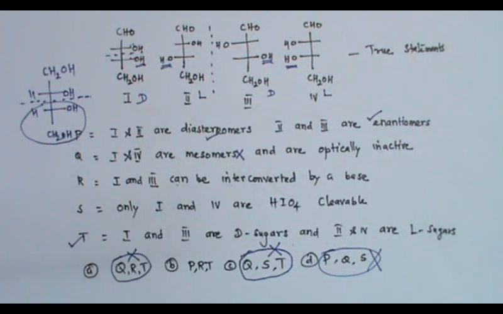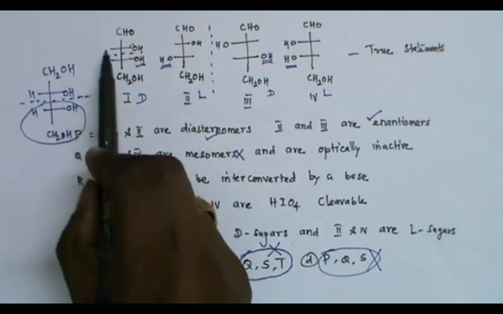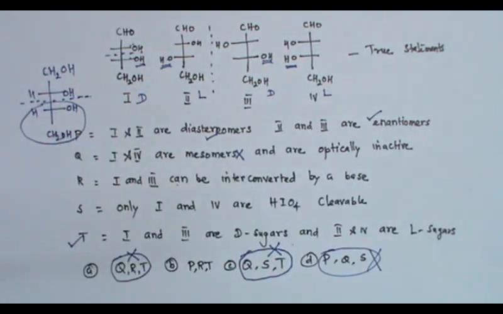P is correct, but R is correct only if you have hydrogen in the place of methyl. There is a mistake in the question. If it is methyl, it cannot get interconverted.